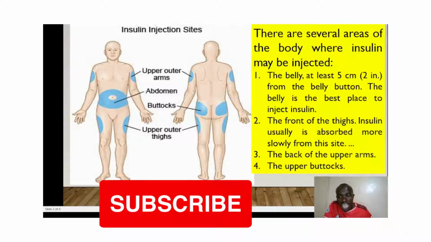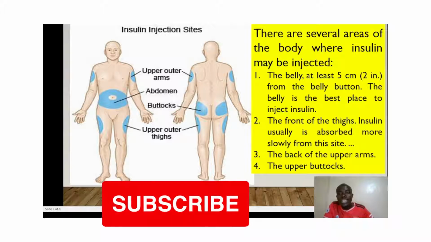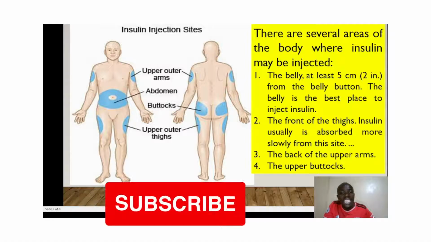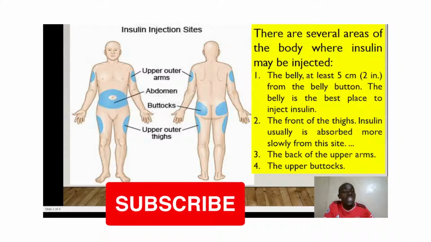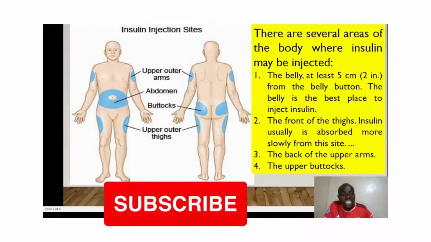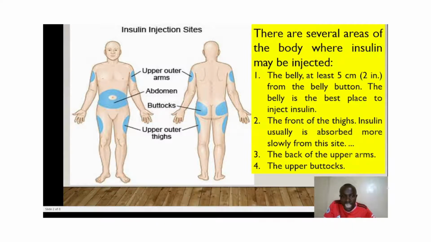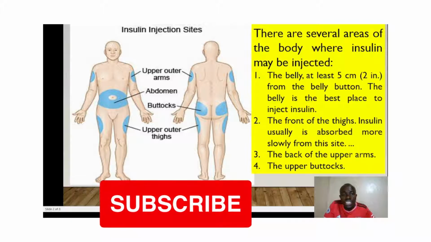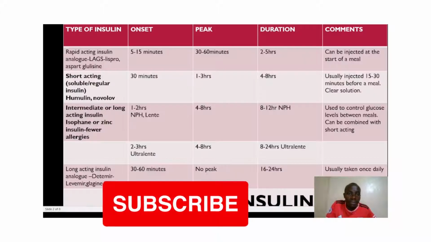The last site is the buttocks. The outer and upper areas of the buttocks can be used as injection sites. It is essential to avoid injecting into the lower buttocks, as this is a difficult area to reach and may not provide consistent absorption. Remember to rotate injection sites, avoid injecting into visible blood vessels, and keep track of the injection sites. Those are the four major injection sites for insulin.